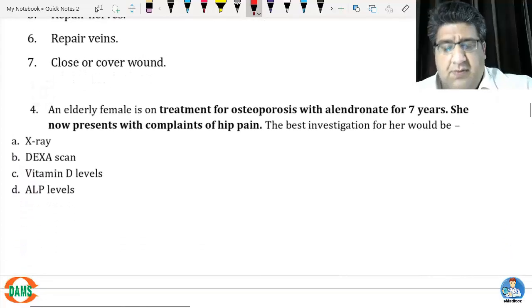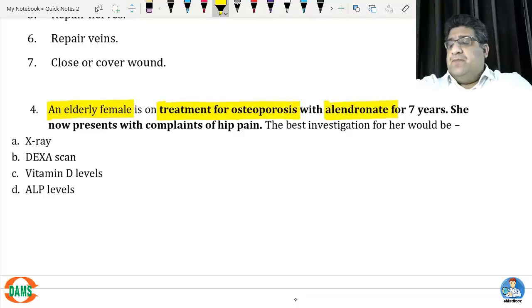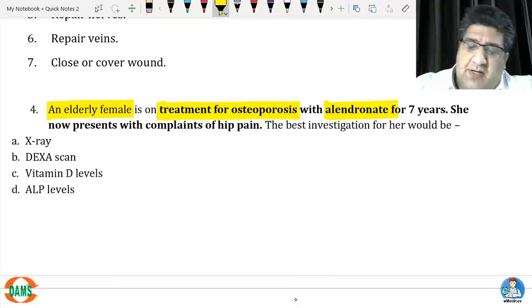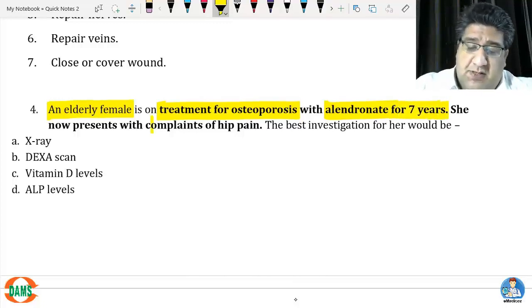Next question. Question number 4. Elderly female, treatment for osteoporosis with a bisphosphonate, alendronate, for 7 years. That's a pretty long time. She now presents with complaints of hip pain. The next investigation for her would be.